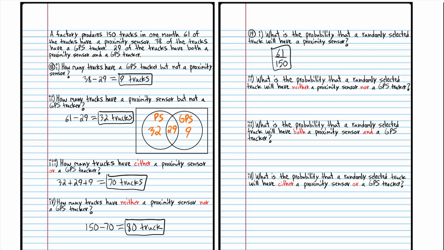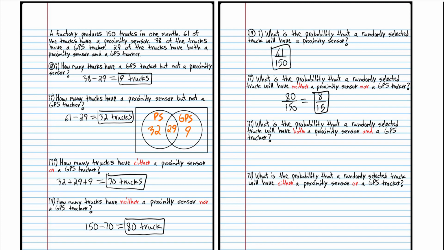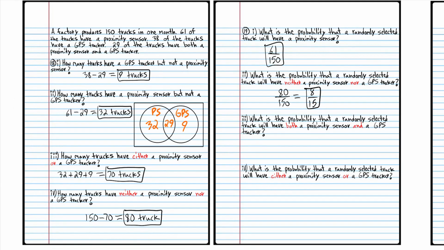What is the probability that a randomly selected truck will have neither a proximity sensor nor a GPS tracker? Well, there's 80 trucks that don't have either, and there's 150 trucks total. Divide by 10, we get 8 over 15. So if you got that right, good. So we know that there's 29 trucks that have both, and there's 150 trucks total, so there you go.